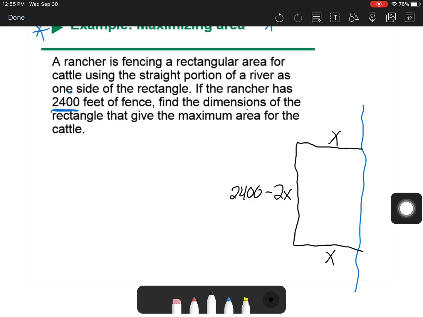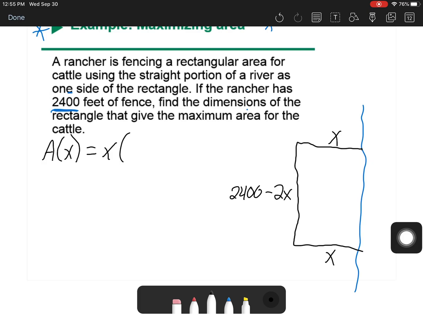Now, area, that's our function that we're going to be working with, because that's what we want to maximize. All right? We want to maximize that area. So our area, in terms of x, they probably call it A of x because it's an area function with the variable being x. Okay, to find the area of a rectangle, we multiply length times width. So it's x times 2,400 minus 2x. Okay, so that's going to end up being a quadratic equation, because when I distribute this x through, I'm going to end up with a negative 2x squared there.